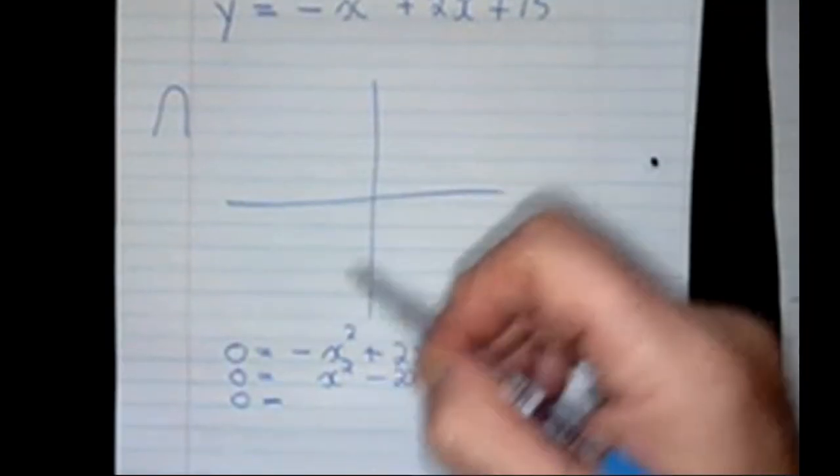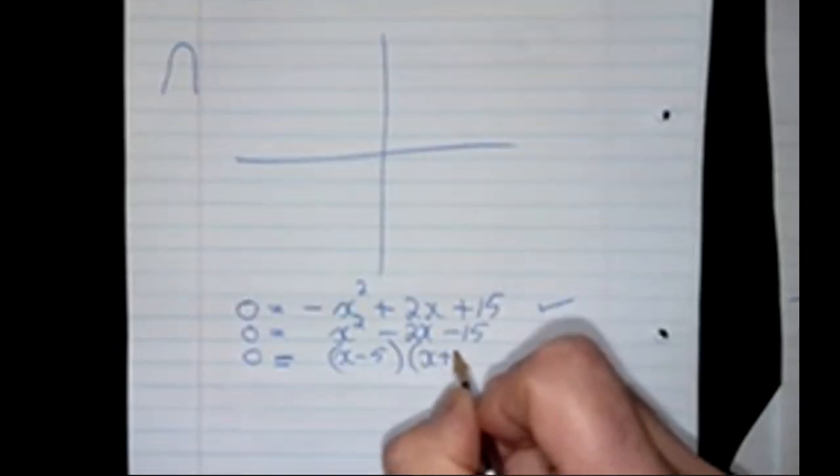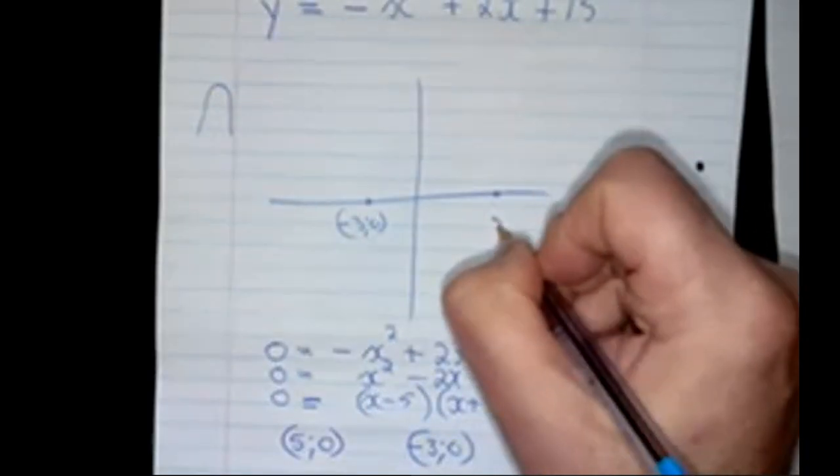So let's just factorize. Remember now, whether it lies like that or whether it lies like that, it is going to have the same x-intercepts. That's why I can do this. So I am going to go, this one can't factorize. Yeah, I can. (x minus 5)(x plus 3). It can factorize. So we have (5; 0) and we have (negative 3; 0) from that. So we have the (minus 3; 0), which is the one x-intercept, and the other one, (5; 0).